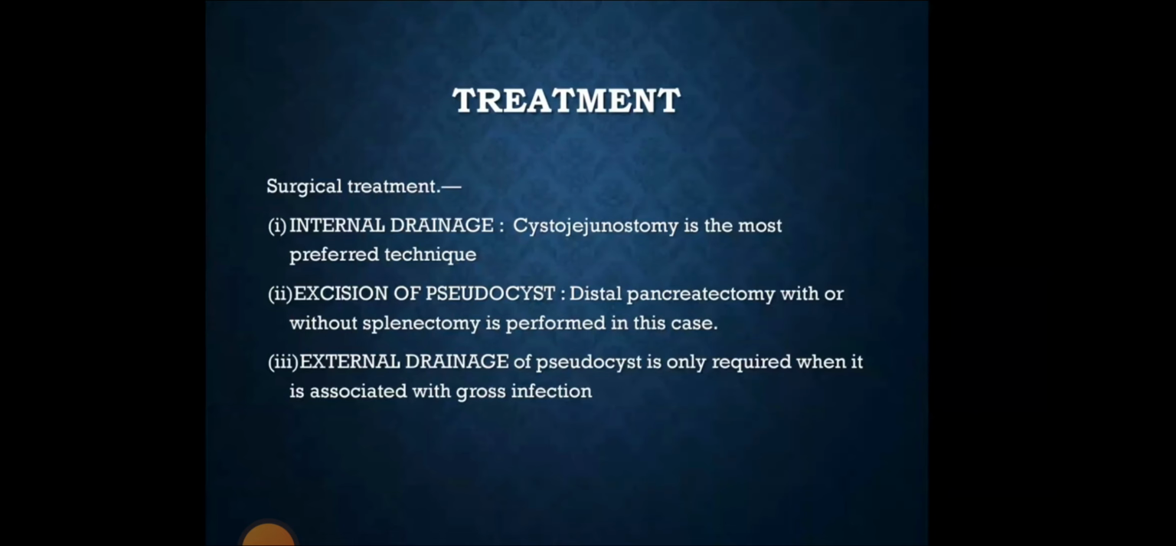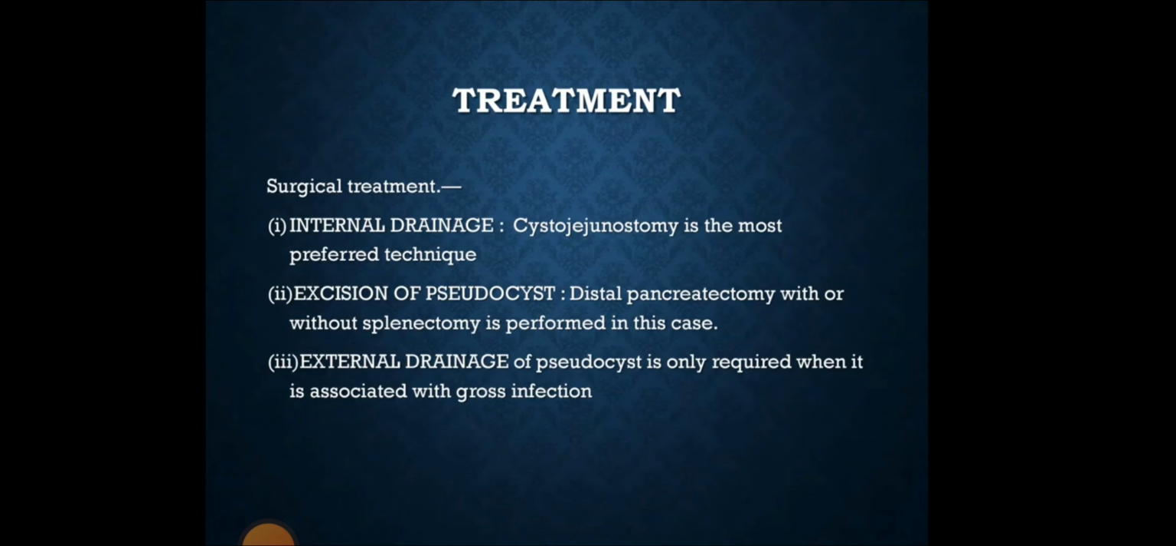The next procedure is excision of pseudocyst. First was internal drainage, next is excision of the pseudocyst. In most cases it is hardly required, and it is usually limited to pseudocyst involving the tail of the pancreas. When the pseudocyst involves the tail of the pancreas, excision can be done with distal pancreatectomy, with or without splenectomy according to the condition.